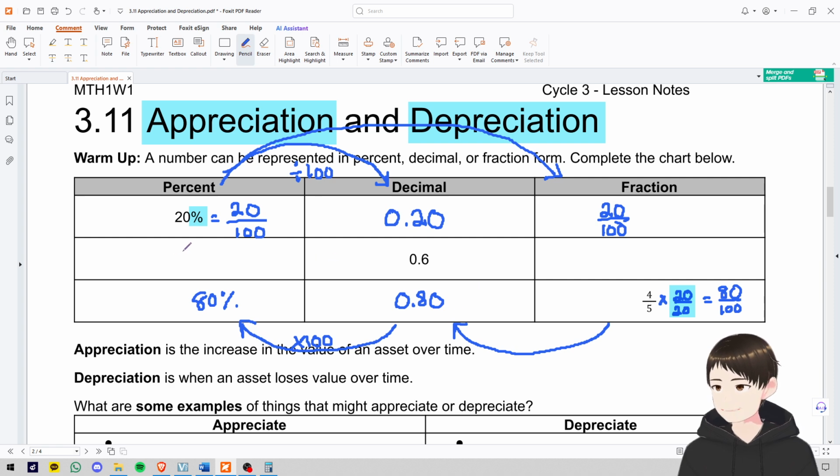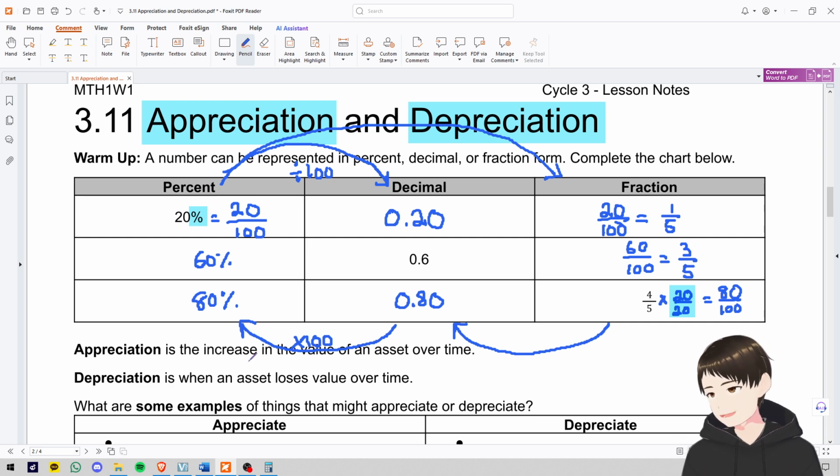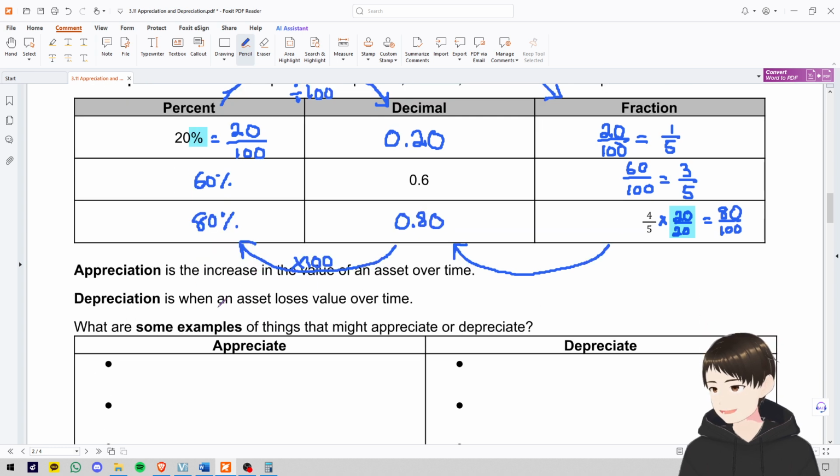All right, so there it is. Just for good measure, I am quickly going to fill this in because I'm going to end up having to do that anyways. And this can be reduced to 1 over 5, divide by 20, divide by 20. And once again, divide by 20, divide by 20. This is 3 over 5. Let's move on. Appreciation is the increase in the value of an asset.